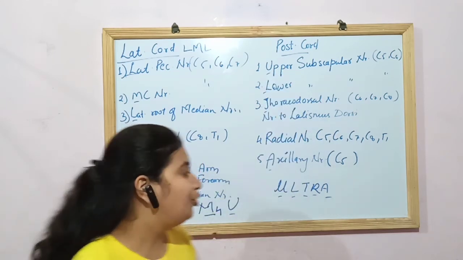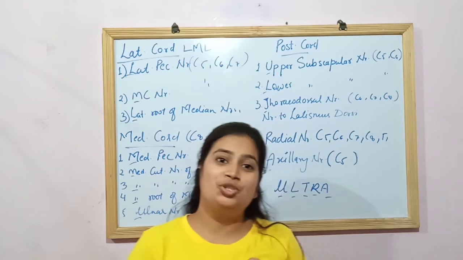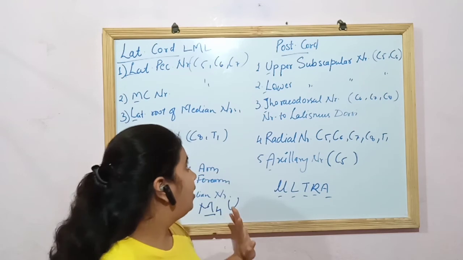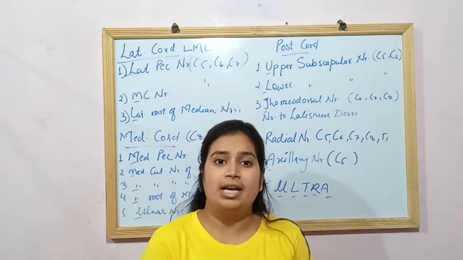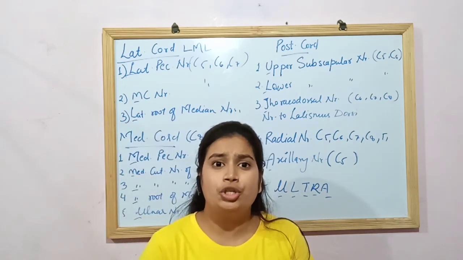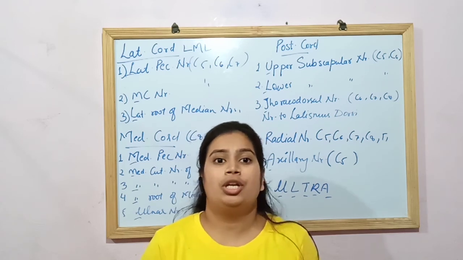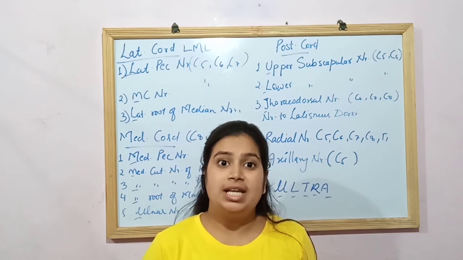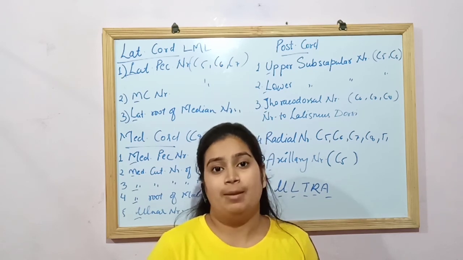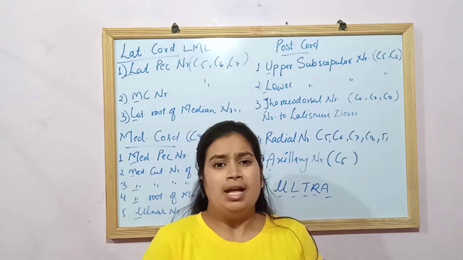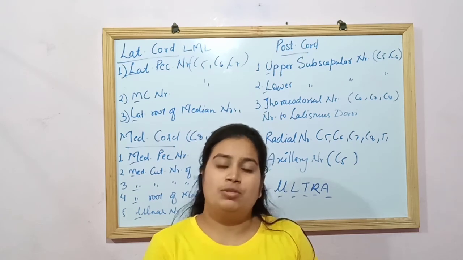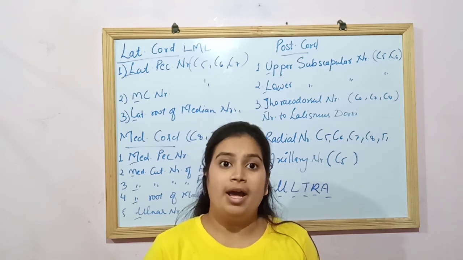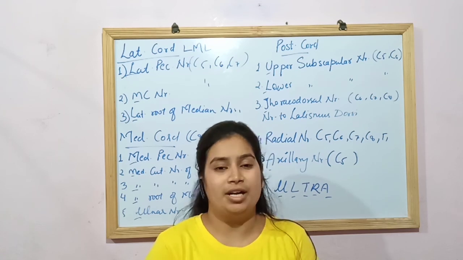These mnemonics, LML, M4U and ULTRA, were given to me by my teacher. So guys, this was all about the brachial plexus. Injury to the brachial plexus, or to any of its branches or cords, can cause many conditions like Erb's paralysis, Klumpke's paralysis, Horner syndrome, depending on which level is affected and how much. It can also cause claw hand, partial claw hand, wrist drop and many more conditions.